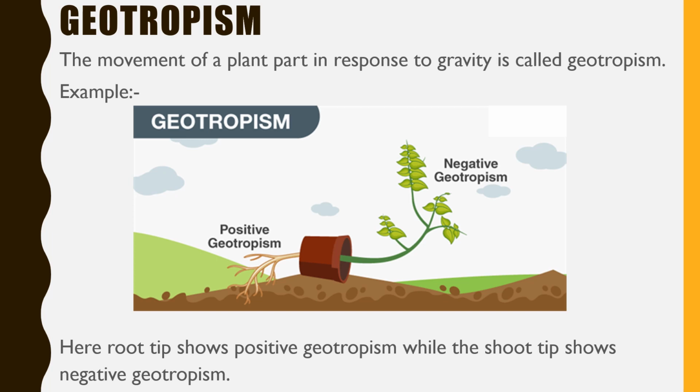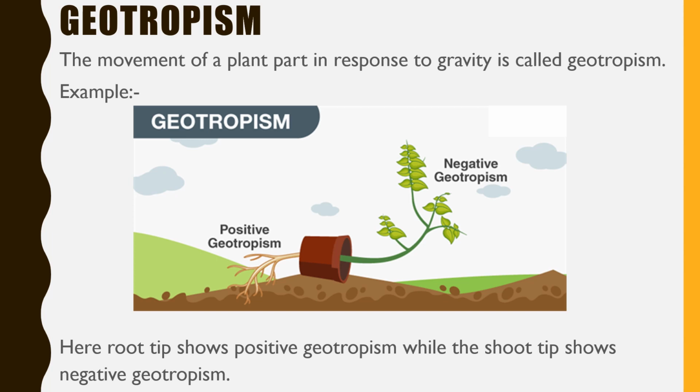If we take a potted plant and place this potted plant in normal position, we can see that the roots are growing downwards and the stem is growing upwards. But if we tilt the potted plant and keep the pot horizontally, as you see in the picture, on its side, in this position, the roots and stem both are parallel to the ground.